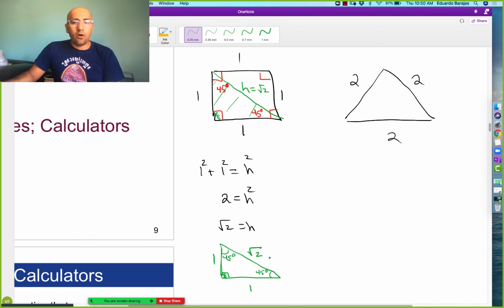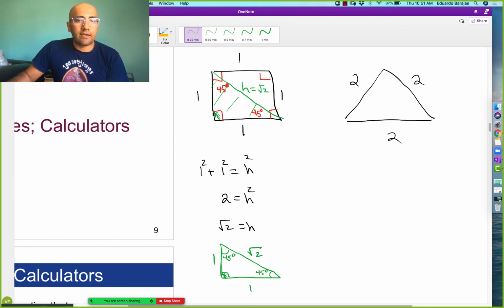From here, we can get all of the trigonometric functions involving 45 degrees. Sine of 45 degrees is 1 over root 2. Cosine of 45 degrees is 1 over root 2. Tangent of 45 degrees is opposite over adjacent. It's 1 over 1. Good. So we can find all the standard trigonometric ratios involving 45 degrees. And all we have to do is think of a square with sides 1.